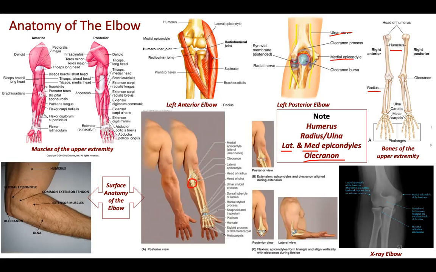It passes right behind the medial epicondyle. And of course, here it's covered by muscles and tendons and other structures. So it can become compressed between the medial epicondyle and the structures that pass above the ulnar nerve.